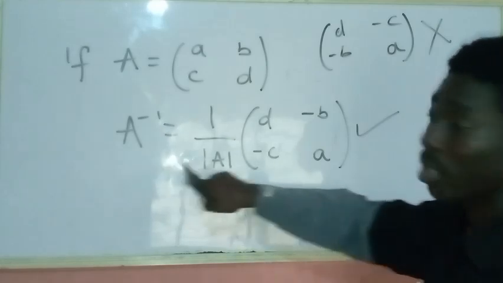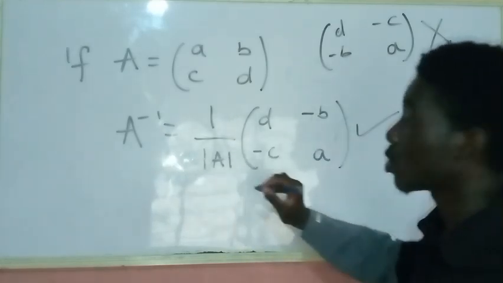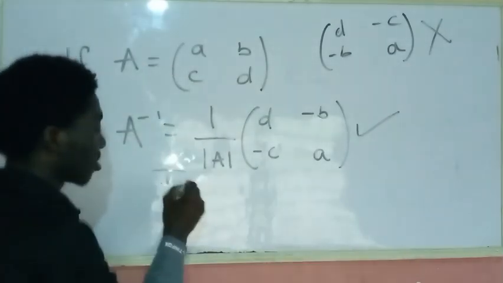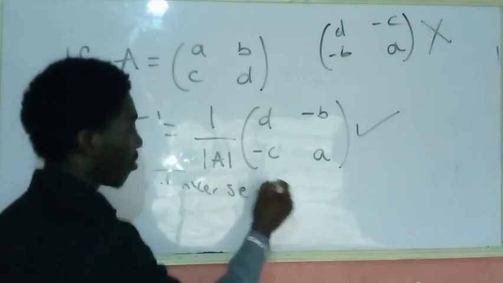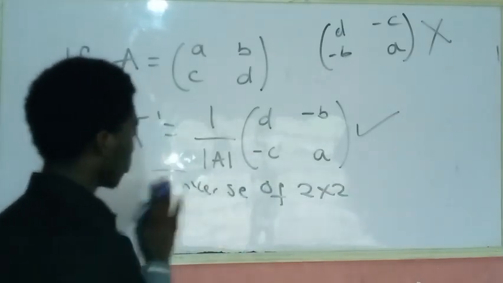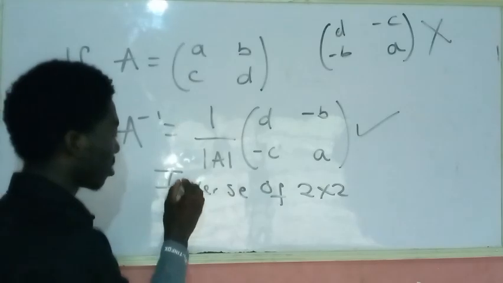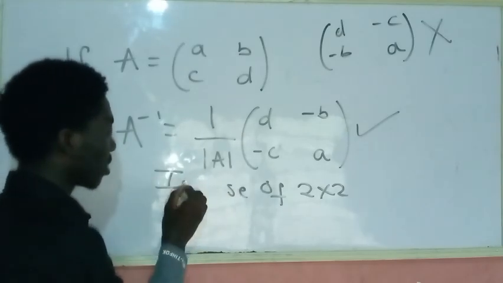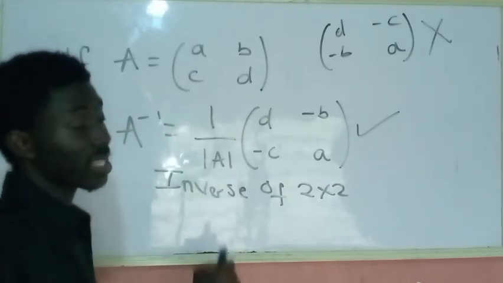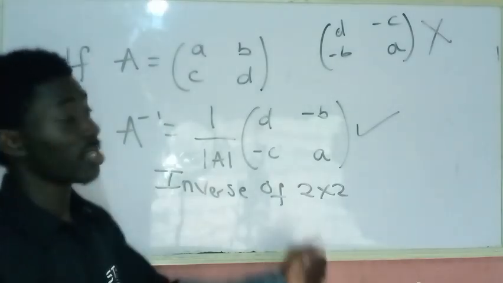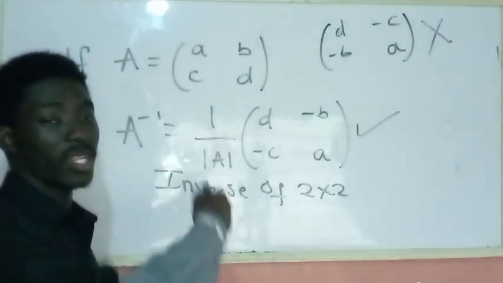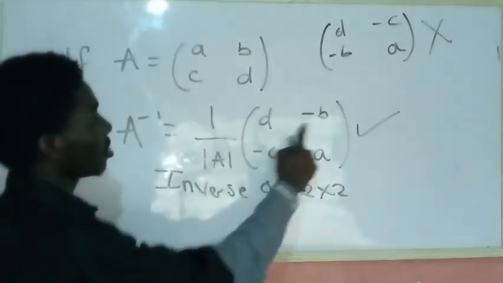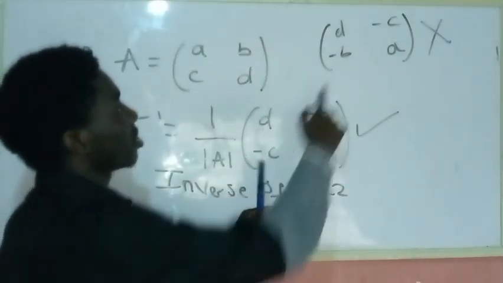So this is the right formula for what? The inverse of a 2 by 2 matrix. This is the correct formula for the inverse of a 2 by 2 matrix. I made a mistake, so you can check from the 11th minute and change it to D minus B minus C and A. What I wrote before is wrong.